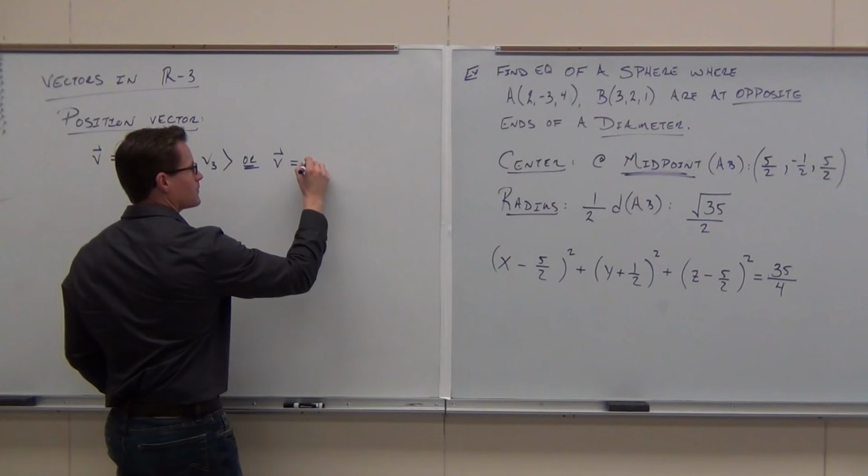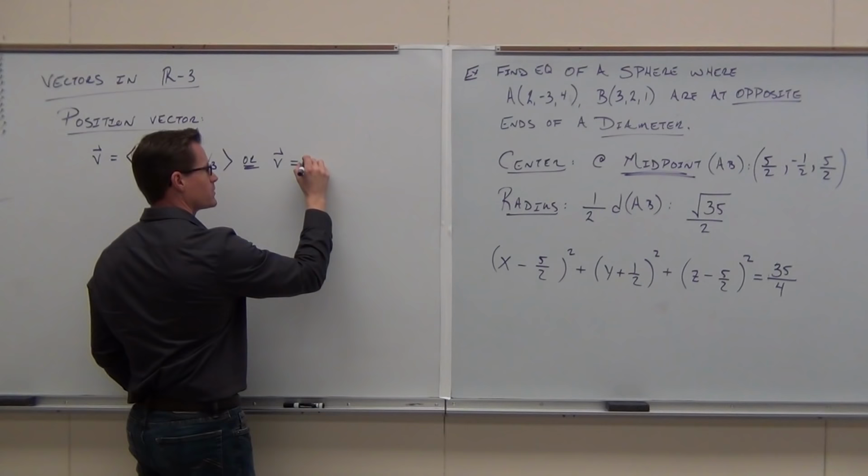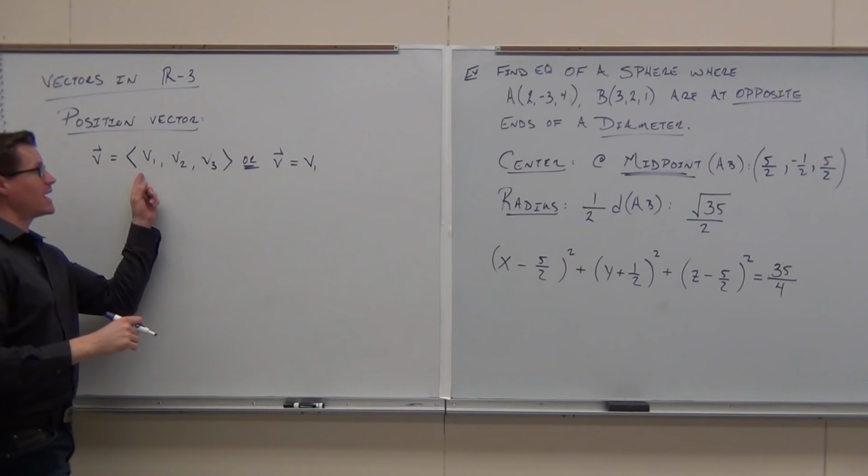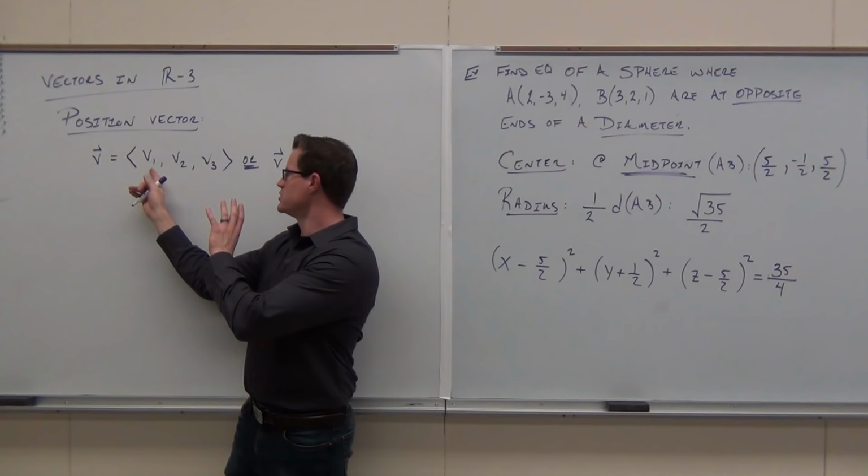What would the first thing be? First thing would not be i. First thing would be a number, v1. It'd be the same exact number, but this is just different notation. This says this is the vector that's pointing to this point. Do you get the point?